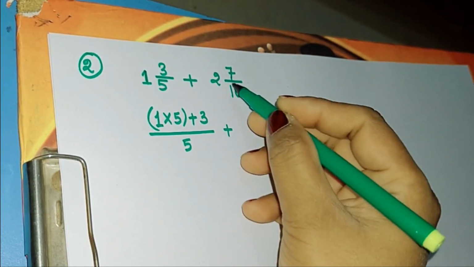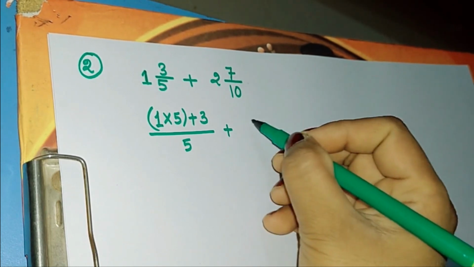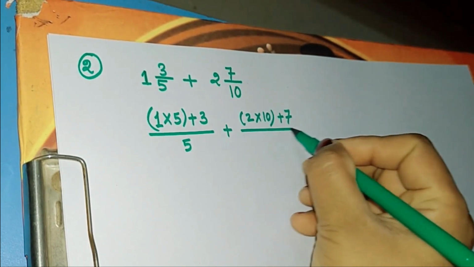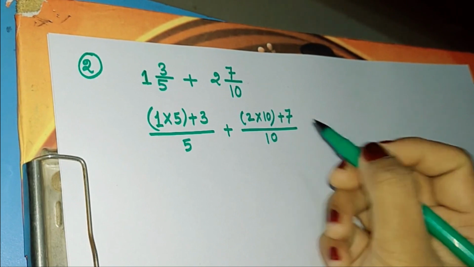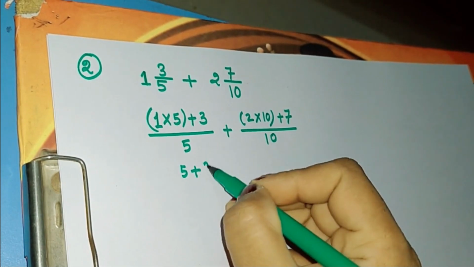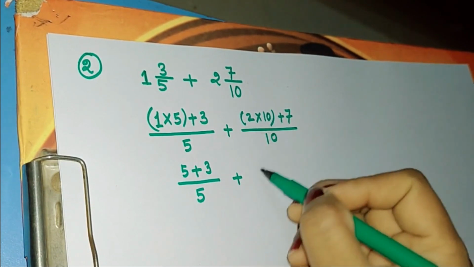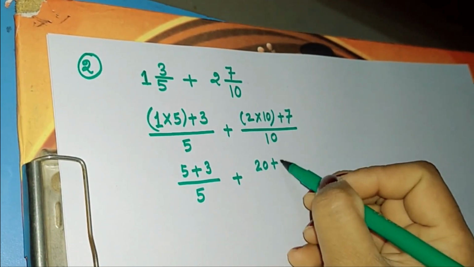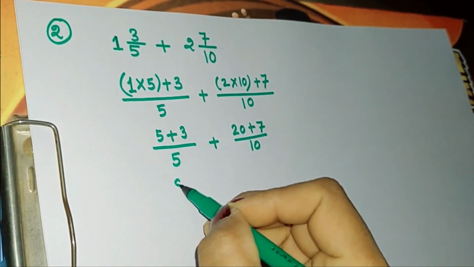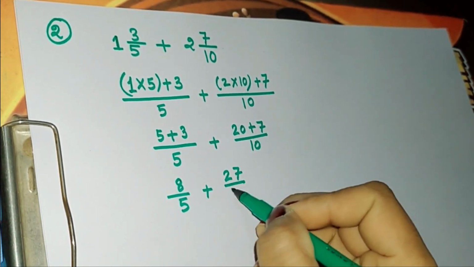Next this plus is here. Next we need to multiply this 2 by 10 and then the result will get added with this 7. So here we will write 2 cross 10 plus 7. We will keep the denominator as it is. Now here 1 cross 5 is 5, this 3 is here, then 5. Then 2 cross 10, that is 20, then this 7 is here, then 10. Here it is 5 plus 3, that is 8/5 plus here 20 plus 7, 27/10.